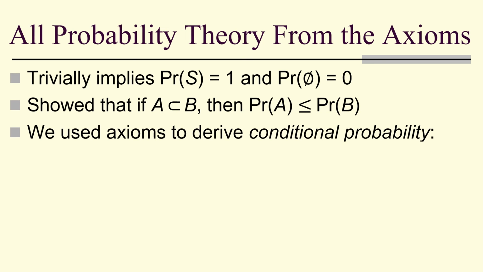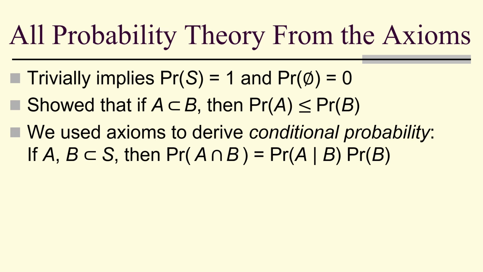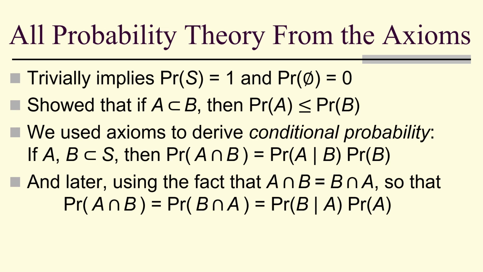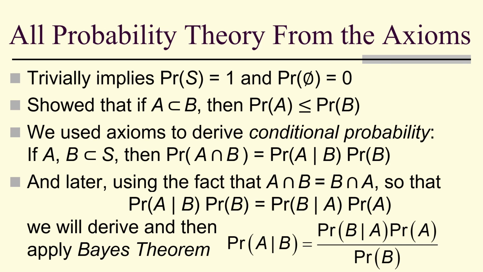Remember, all probability theory comes from the axioms. We just use axioms to derive conditional probability, for example. And later, we can use the fact that A intersect B is B intersect A to show that we get the probability of A conditioned upon B times probability of B is the probability of B conditioned upon A times probability of A. And rearrange that, we end up with what's known as Bayes' theorem, which we will use later.